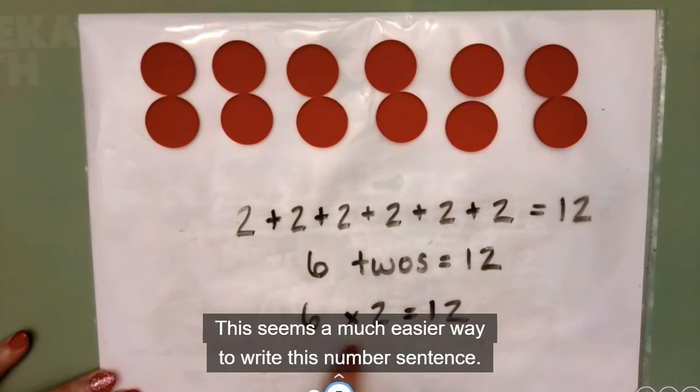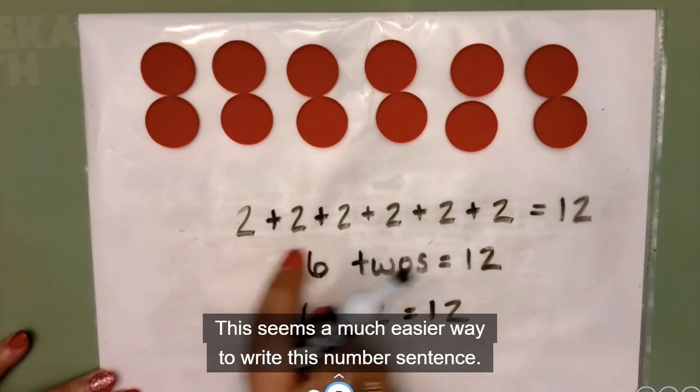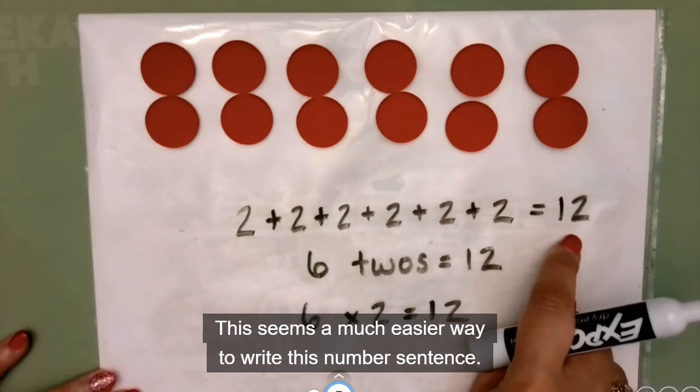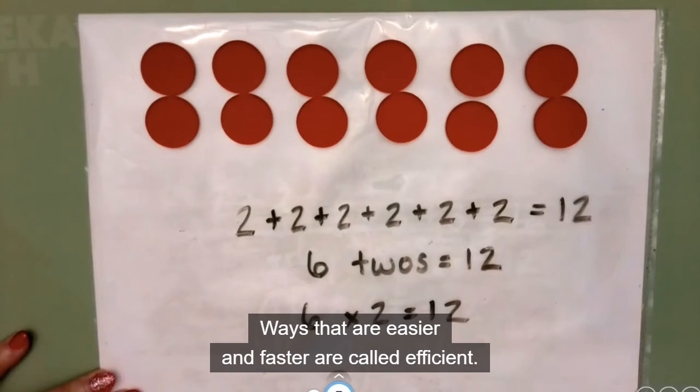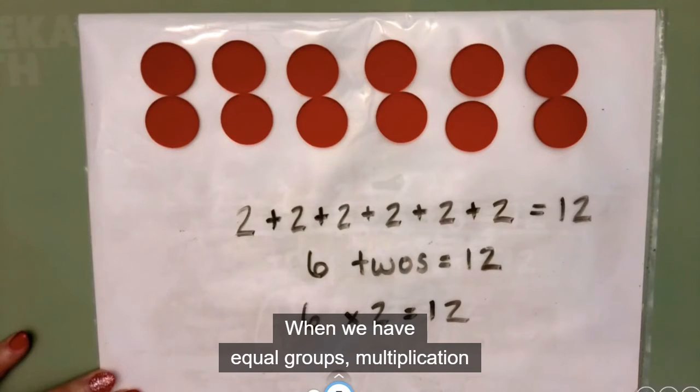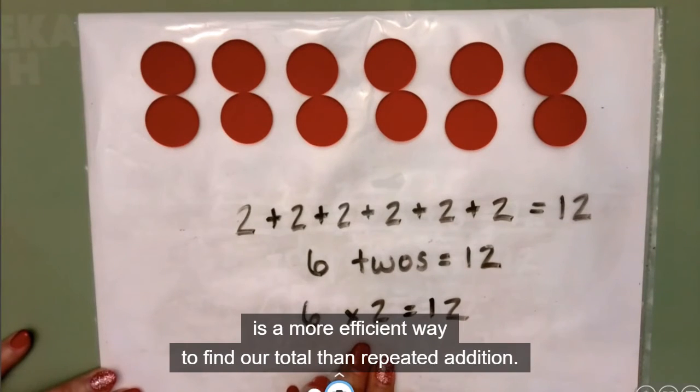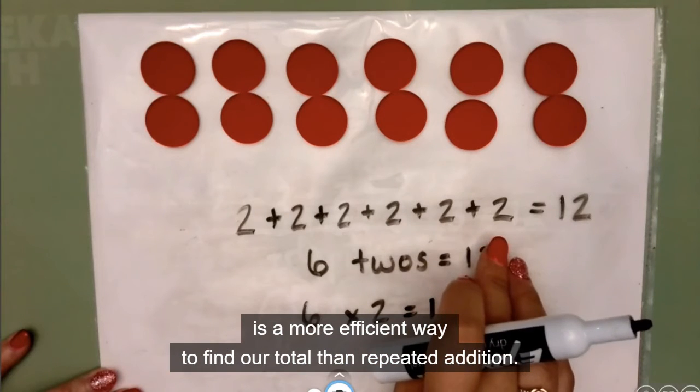This seems a much easier way to write this number sentence. Ways that are easier and faster are called efficient. When we have equal groups, multiplication is a more efficient way to find our total than repeated addition.